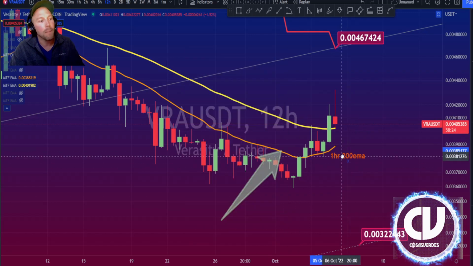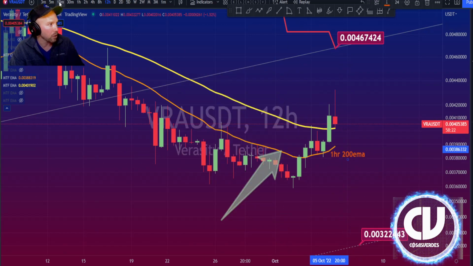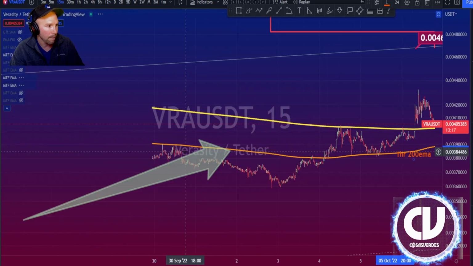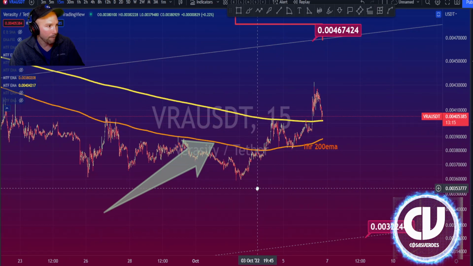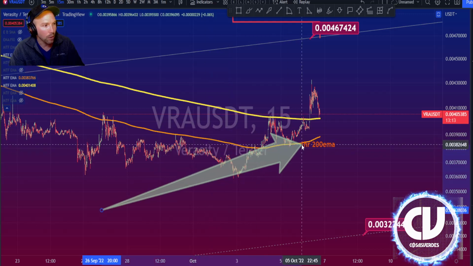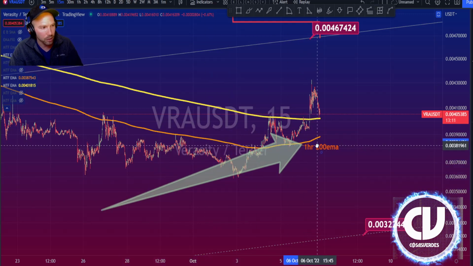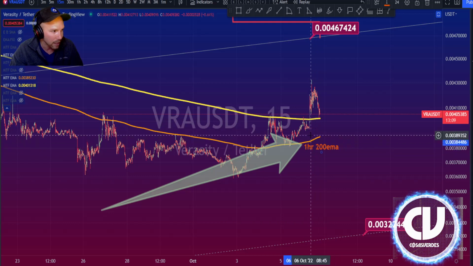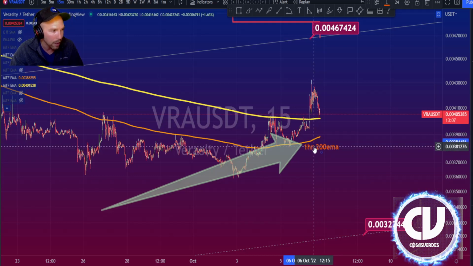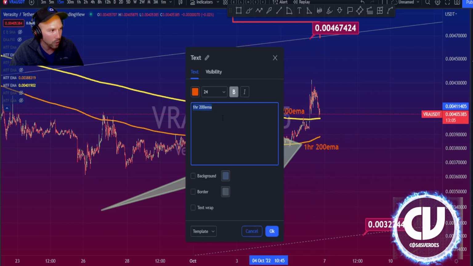And again, I'm on the 12-hour chart. Let's go to the 15-minute chart. All right, so I have the 1 hour 200 EMA on, even though I'm on the 15-minute chart, and I'm using what's called an MTF EMA indicator, so I can have a 1 hour EMA on here. And then this is the daily 21.